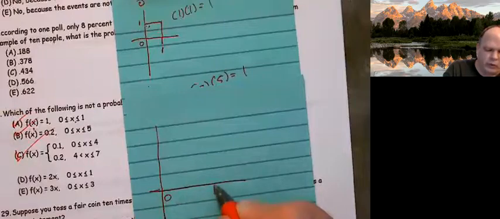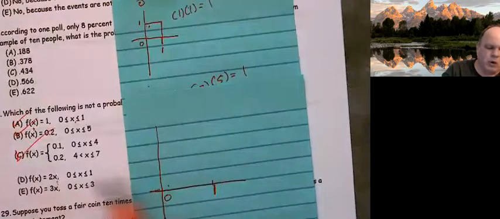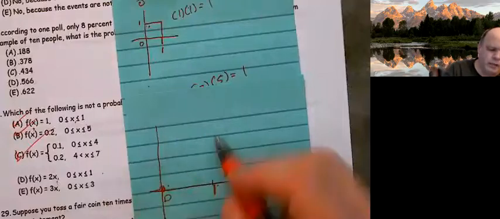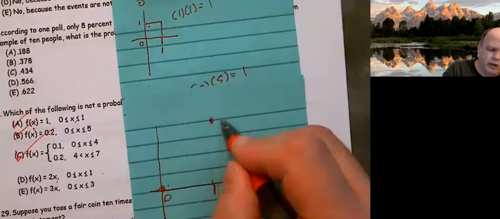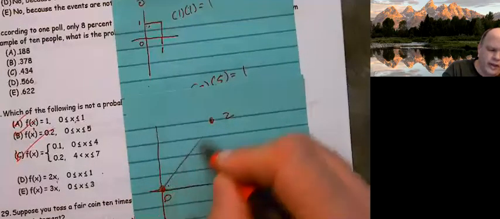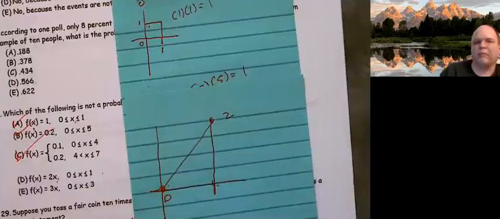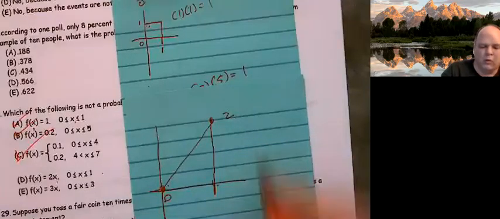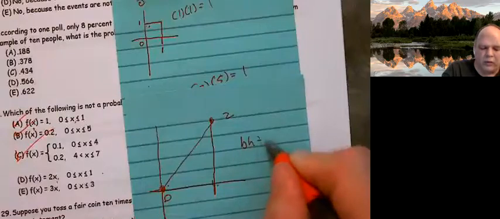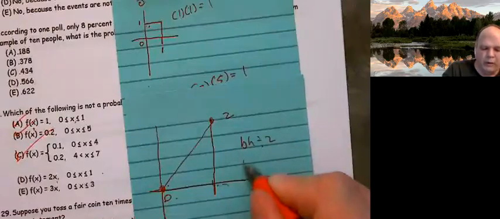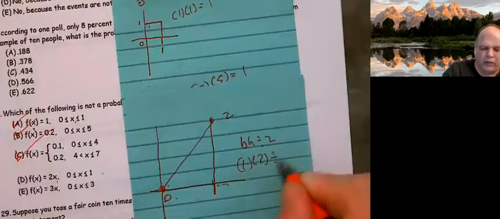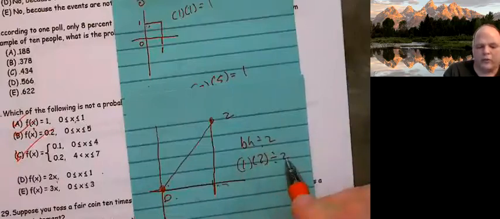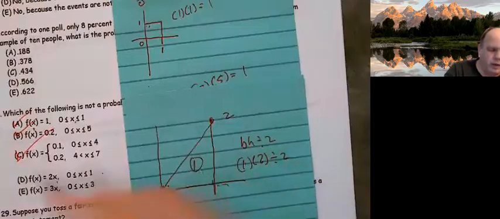That's our x's, 0 to 1. But our y is 2x. Well, that means 2 times 0 is 0. And 2 times 1 means I'm going to be all the way up here at 2. So this is the shape, and I have a triangle. Well, base times height divided by 2. Well, my base is 1. My height is 2. 1 times 2 is 2, divided by 2 is 1. So this area is 1.